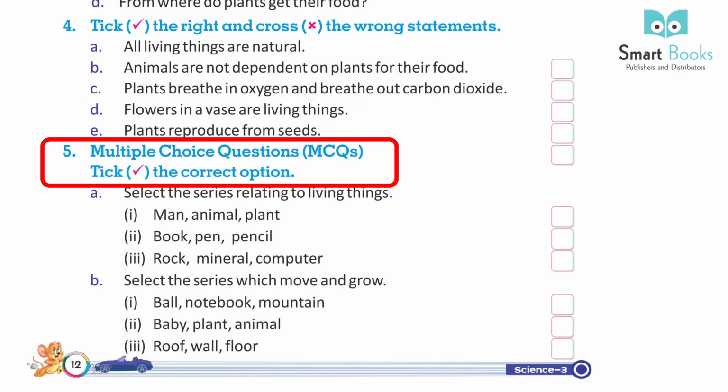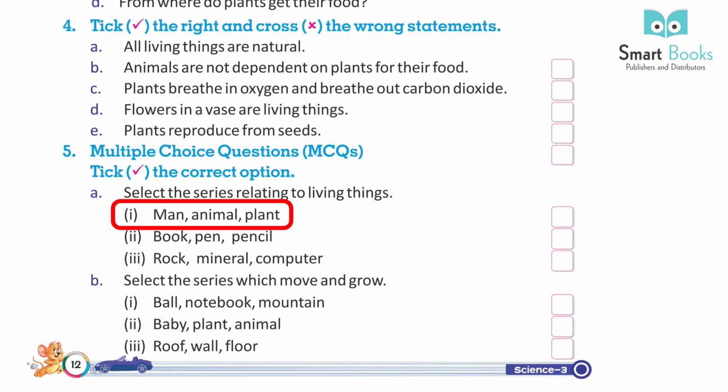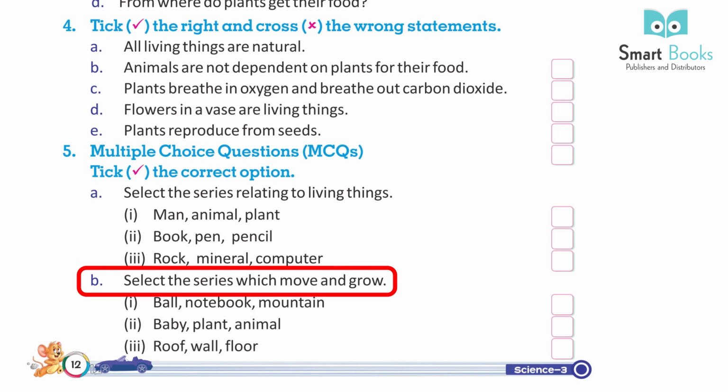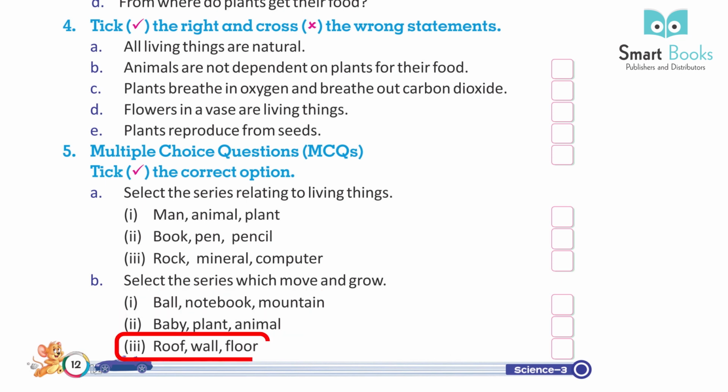5. Multiple choice questions. MCQs. Tick the right option. A. Select the series relating to living things. 1. Man, animal, plant. 2. Book, pen, pencil. 3. Rock, mineral, computer. B. Select the series which move and grow. 1. Ball, notebook, mountain. 2. Baby, plant, animals. 3. Roof, wall, floor.